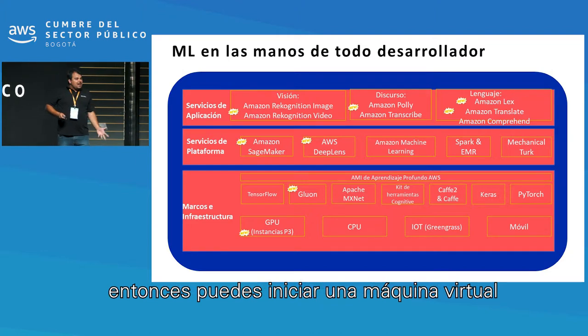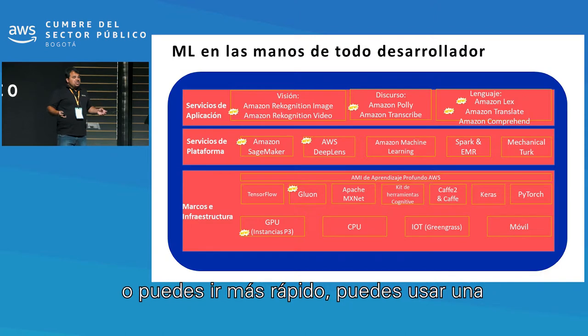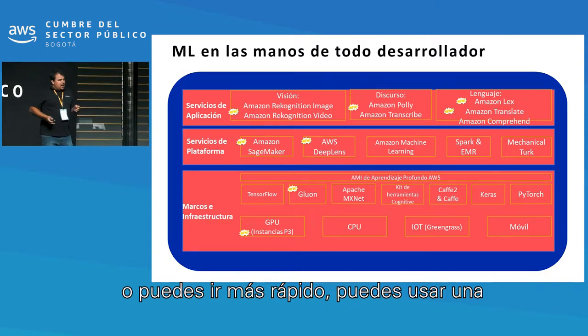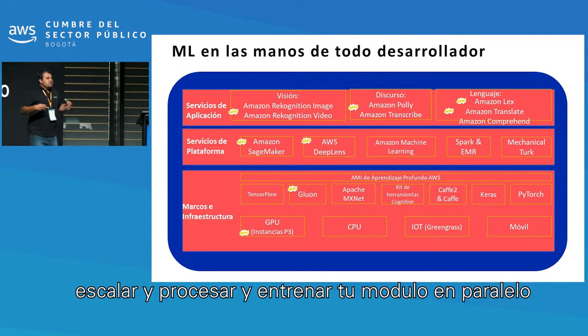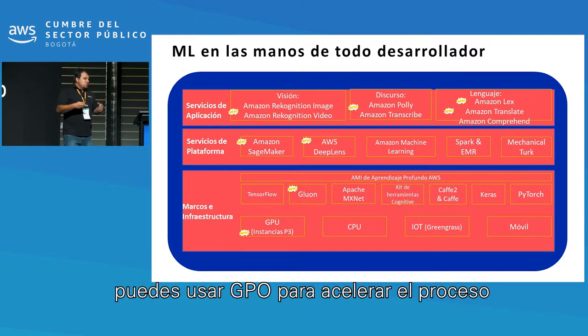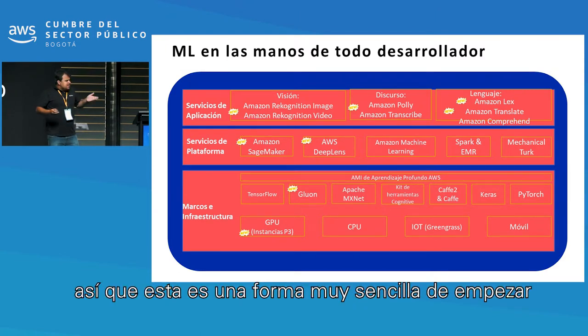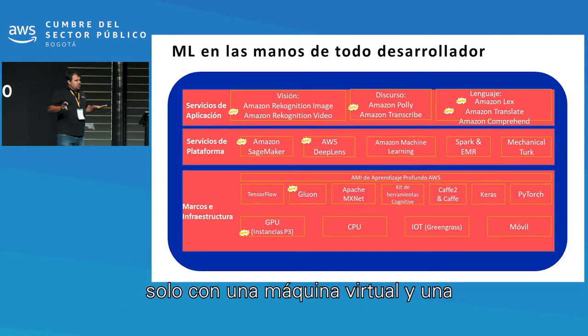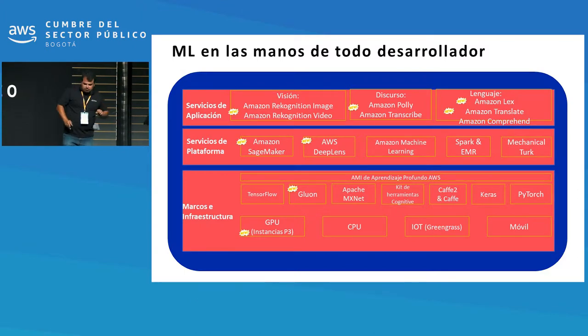So you can spin up a virtual machine, and you can use a traditional virtual machine with CPUs, or you can go faster. You can spin up a virtual machine with a GPU. If your model can scale and process and train your model in parallel, you can use GPU to accelerate the process even more, right? So this is a simple way to get started. Just a virtual machine with a pre-configured image.